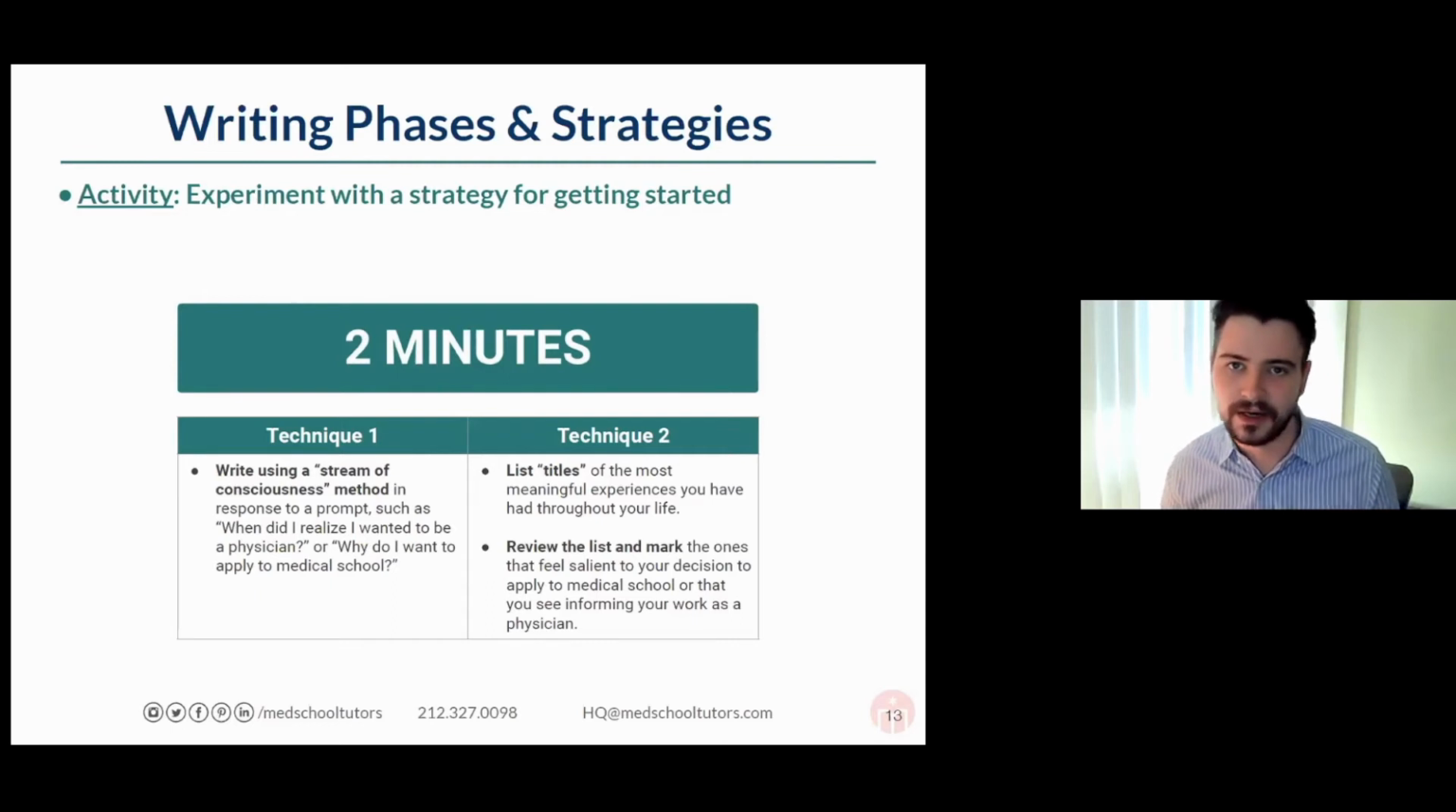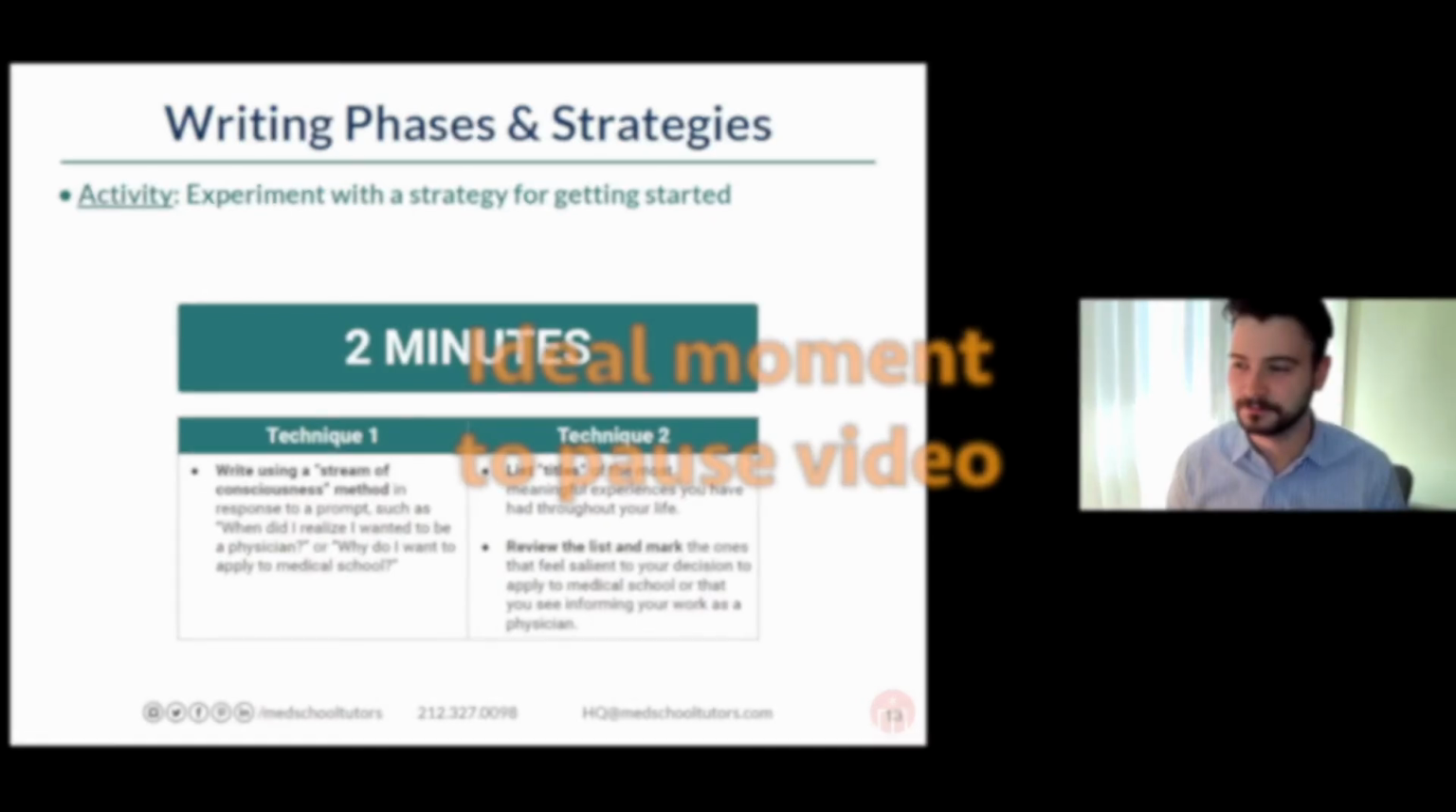And so technique one, as a reminder, is to write using a stream of consciousness method, answering either when did I realize I wanted to be a physician, or why do I want to apply to medical school? If you're not feeling up for that for whatever reason, then what I would encourage you to do is go back to that list you made for the first activity we did, and I want you to build it out. You can go past 5, just list as many of these titles that you can think of for meaningful experiences you had. And then I want you to start thinking as you do that about reviewing the list and marking the ones that feel like they matter for your medical school application. So let's go ahead and start that 2 minutes now.